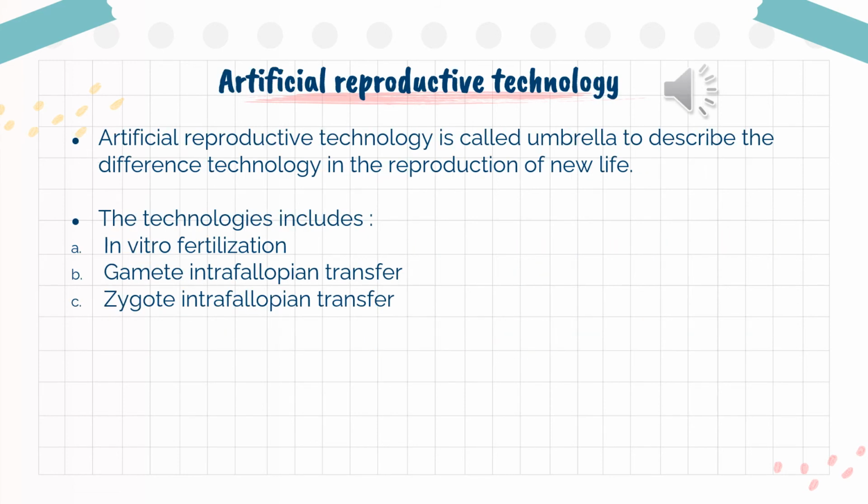Artificial reproductive technology. Artificial reproductive technology is an umbrella term to describe the different technologies in the reproduction of new life. The technology includes three technologies, which are in vitro fertilization, gamete intrafallopian transfer, and zygote intrafallopian transfer.